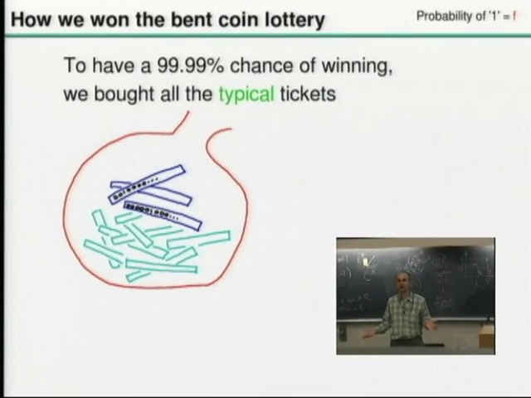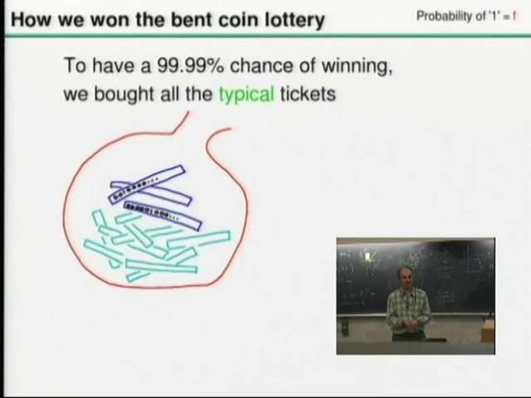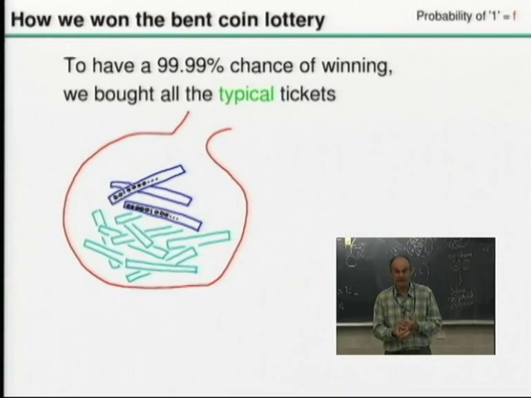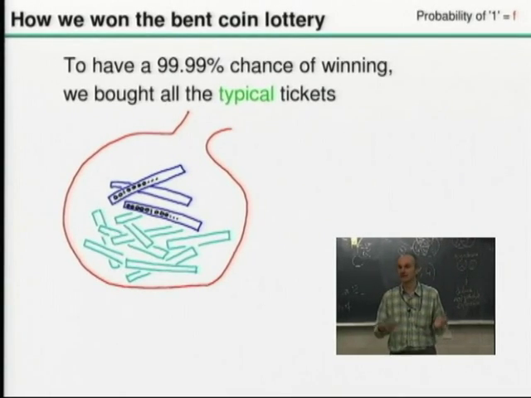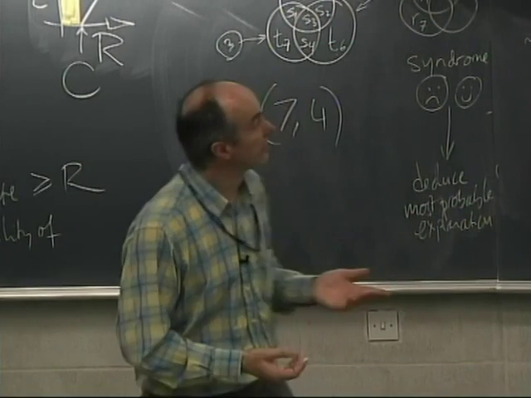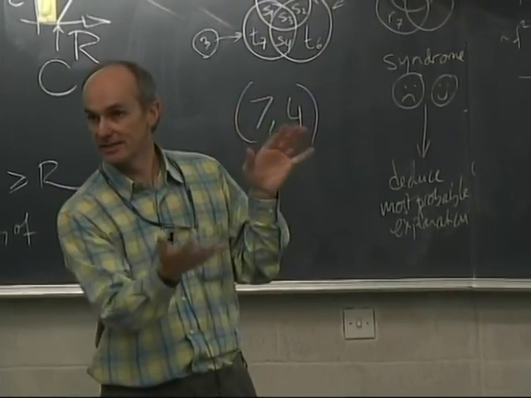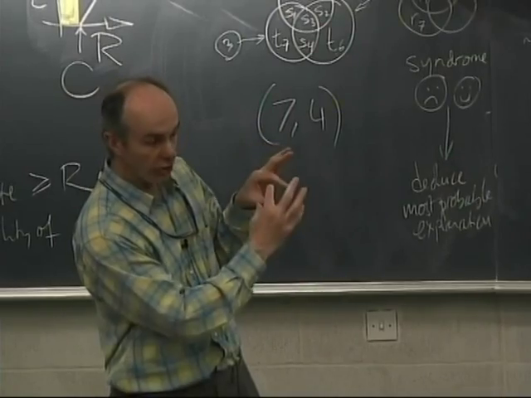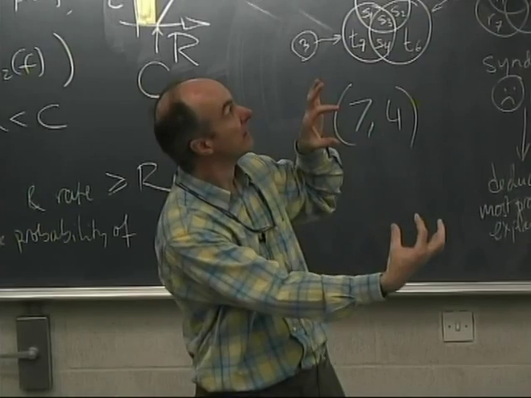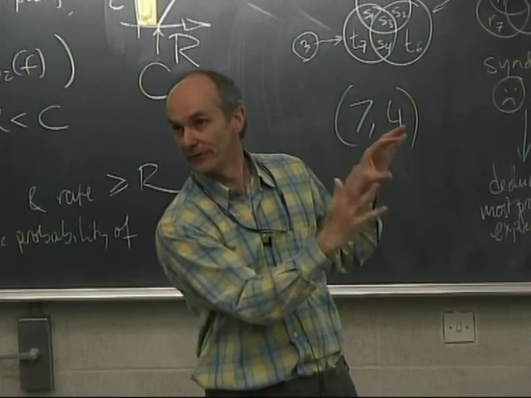Remember when we proved that data compression was possible? We sent you off to the lottery ticket office, and your task was to buy the smallest number of lottery tickets for the bent coin lottery, such that you could guarantee that you were going to win the bent coin lottery. And we solved this by thinking about typical sets, and you came home with a very large dustbin bag full of tickets. On the front of every ticket was a string of zeros and ones of length n. And all the tickets that you got had roughly a fraction f ones.